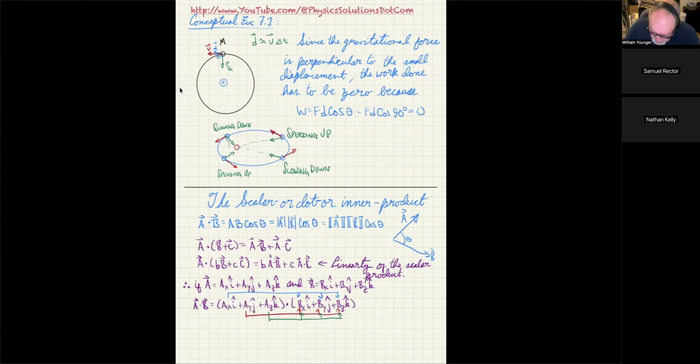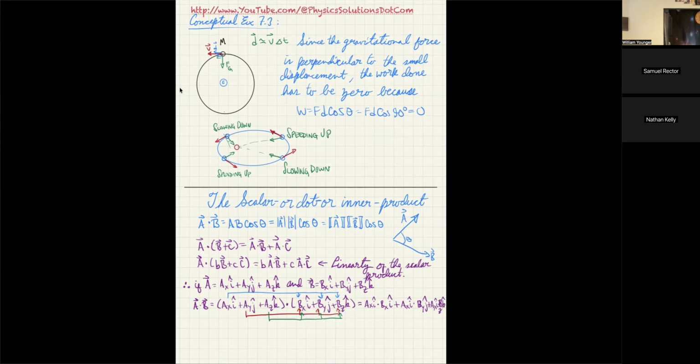So you can see that we should get 9 terms. Now, what are those 9 terms? Let me work them out. It's going to be AX i hat dot BX i hat plus AX i hat dot BY j hat plus AX i hat dot BZ k hat. Those are the first 3 terms.